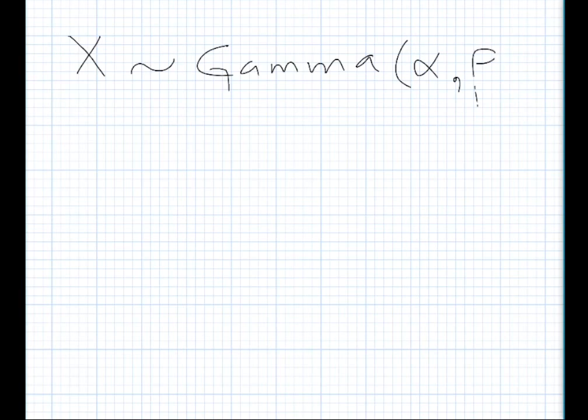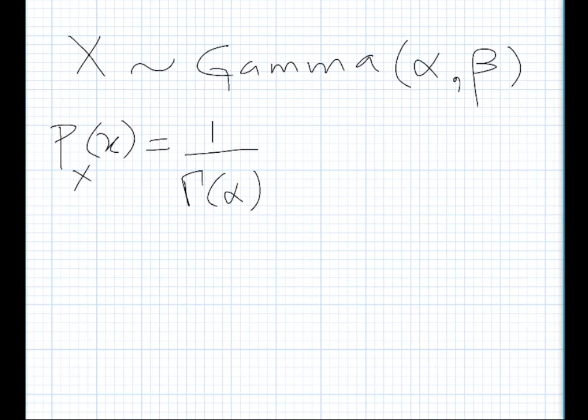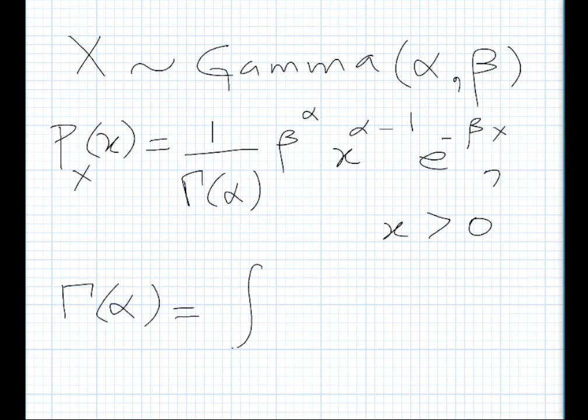Okay, so let us now introduce the gamma distribution. The gamma distribution is written as gamma of alpha and beta, and it is a continuous distribution, and the PDF is given by 1 over the gamma function times beta to the alpha times x to the alpha minus 1 times e to the minus beta x for x greater than 0, where this gamma function is given by the integral from 0 to infinity of x to the alpha minus 1 e to the minus x dx.